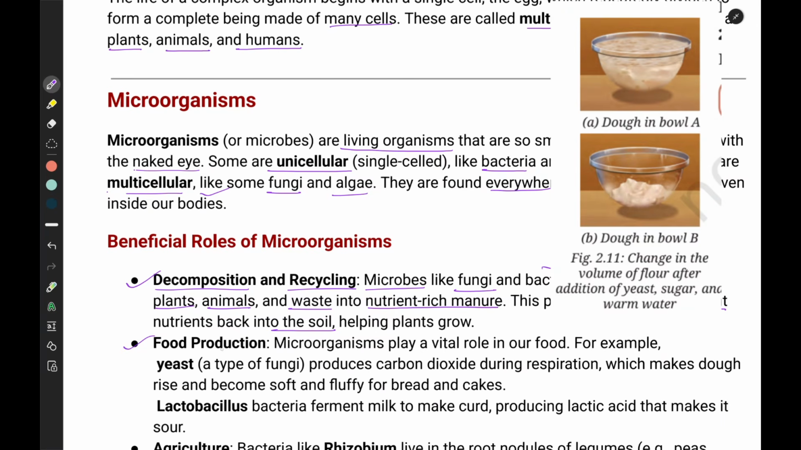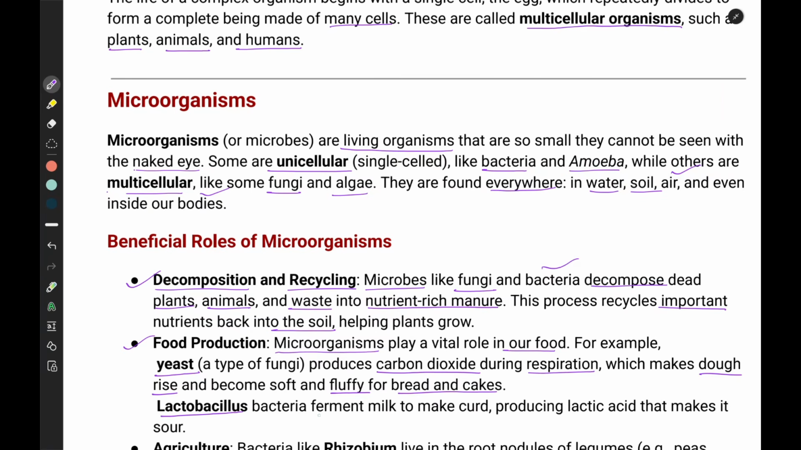Food production. Microorganisms play a vital role in our food. For example, yeast, a type of fungi, produces carbon dioxide during respiration, which makes dough rise and become soft and fluffy for bread and cakes. Lactobacillus bacteria ferment milk to make curd, producing lactic acid that makes it sour.